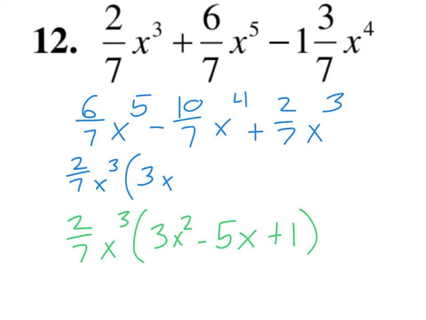X, it was to the 5th, now it's to the 3rd. So that's an x squared that's left. Minus, right, and again, 10/7 divided by 2/7. That gives us 5. Then I go from x to the 4th to x to the 3rd. That means I have an x to the 1st left. And then 2/7. I divide by 2/7. That's 1. x to the third, and I took x to the third out. That means there are no more x's left. So I just have that 1 left.